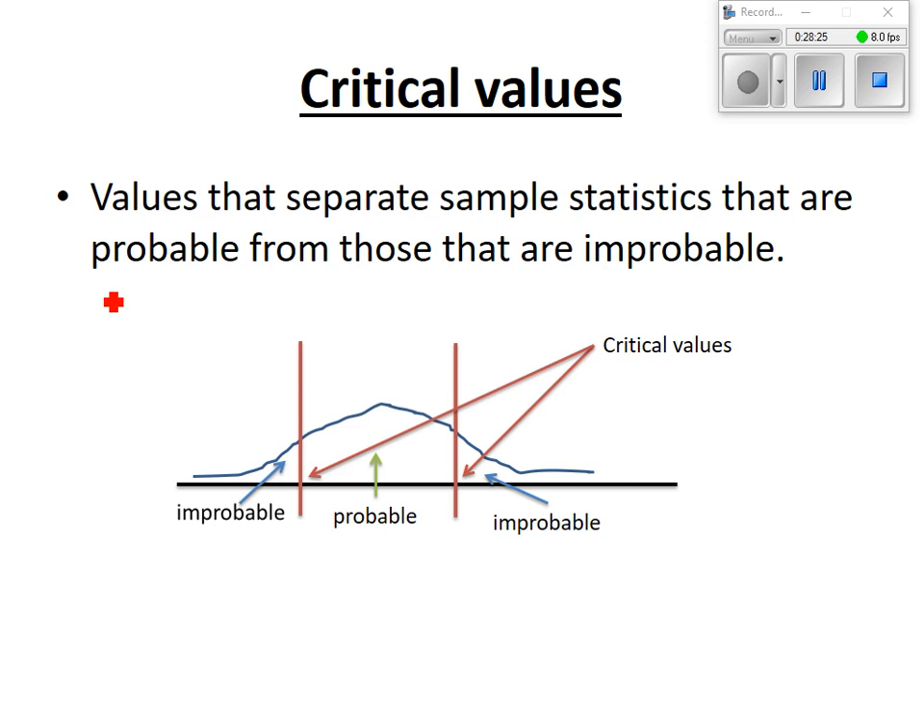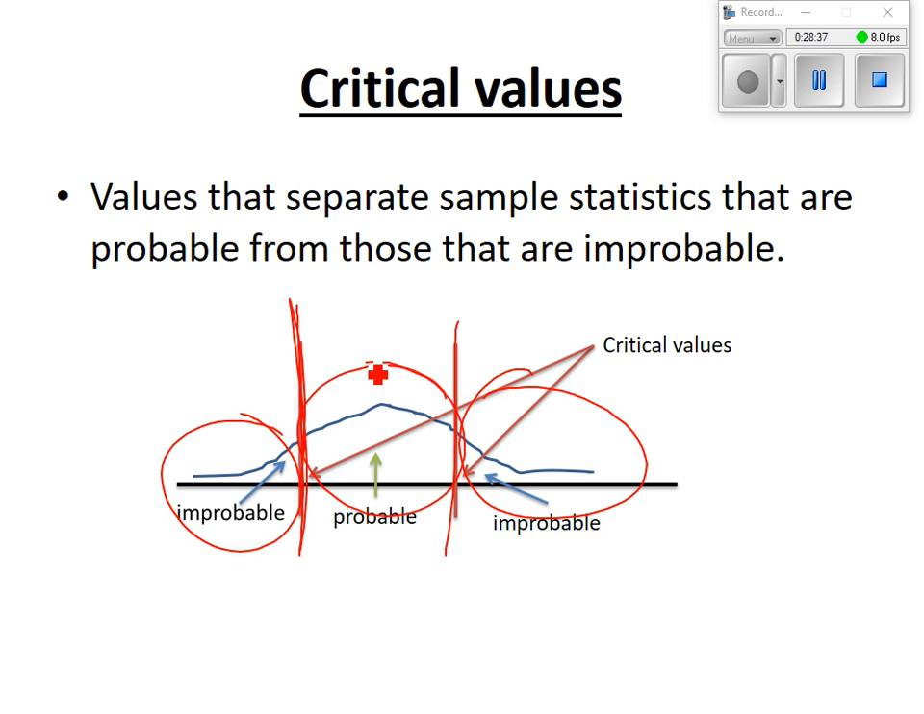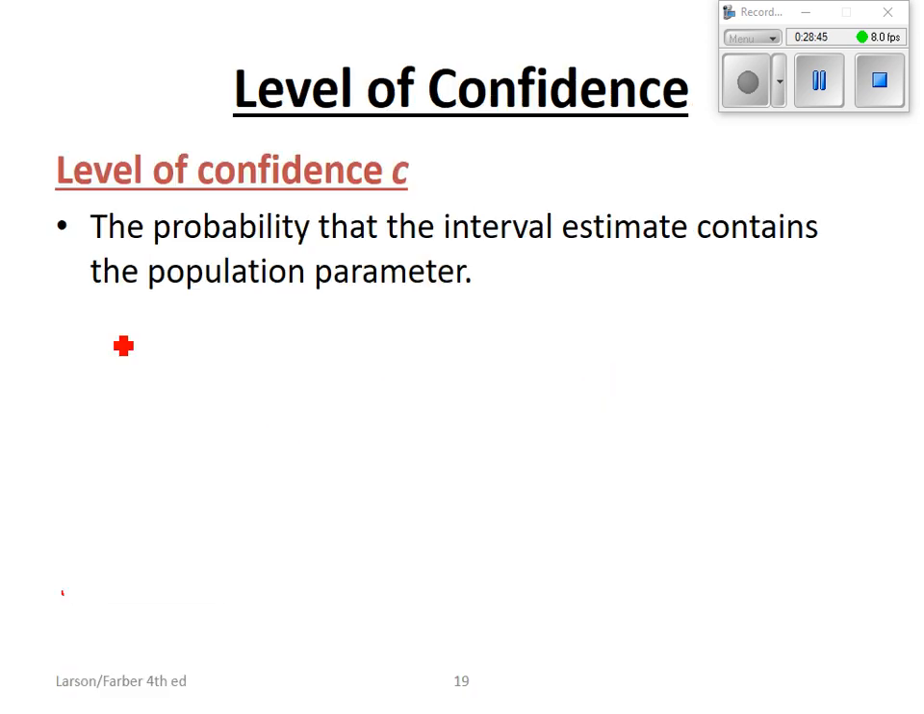Critical values are the values that separate. That's what we were just talking about. So we're saying it's improbable that it's going to fall out here, outside of our critical values, and it's more probable that it's going to fall in here. That's what we were just saying, so nothing really there that's all that important. Those are just our critical values, those two Z-scores.